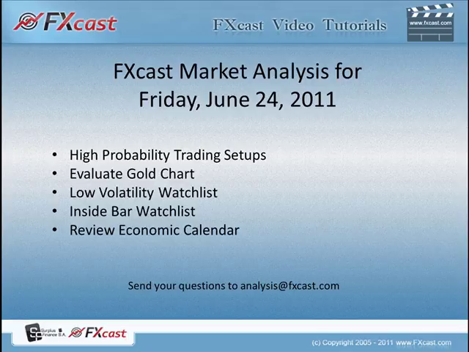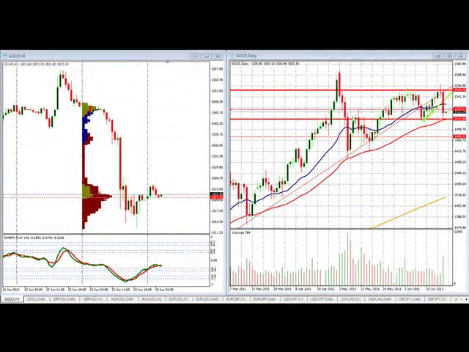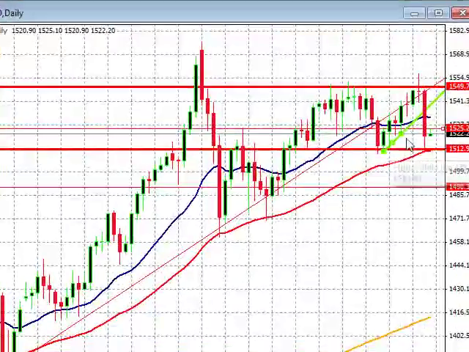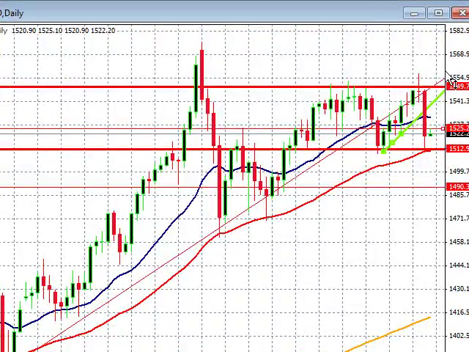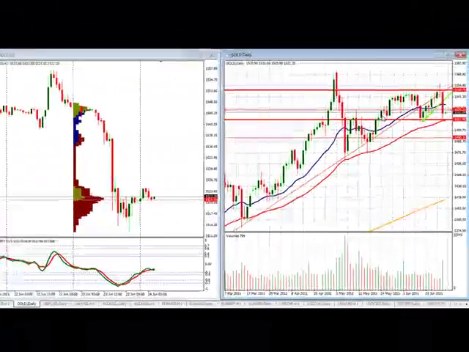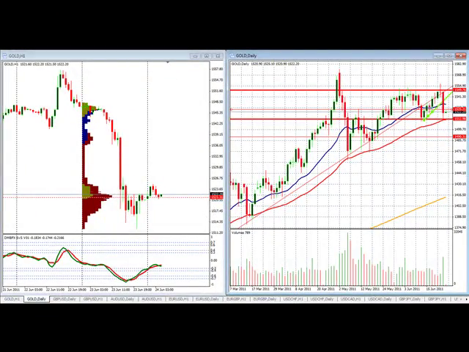With that, let's pull up the charts. So as usual, we are starting off with the gold chart. Here's our daily chart of gold, and we talked about a couple things. First and foremost, you can see the consolidation we've been in for about a month now, going all the way back to late May.